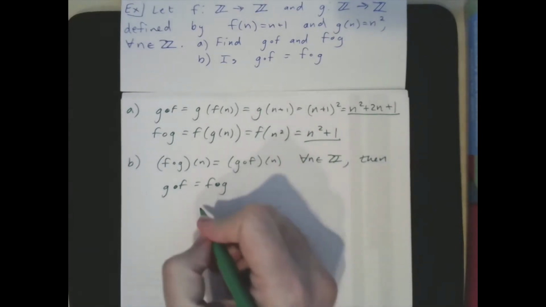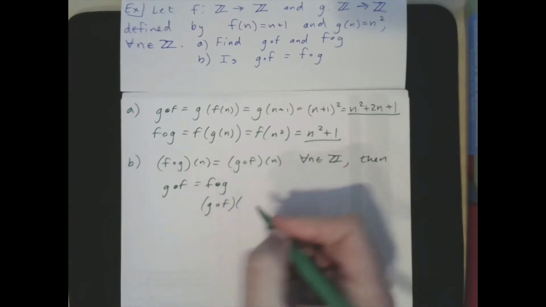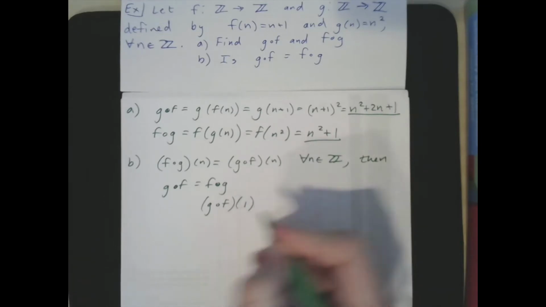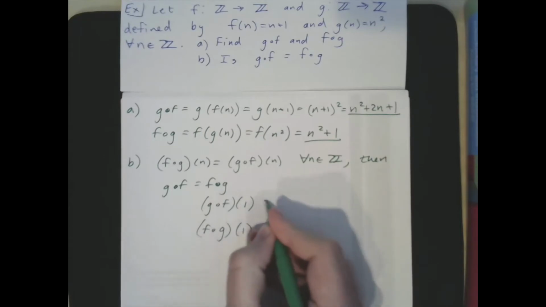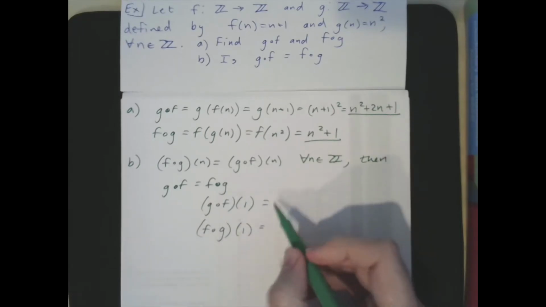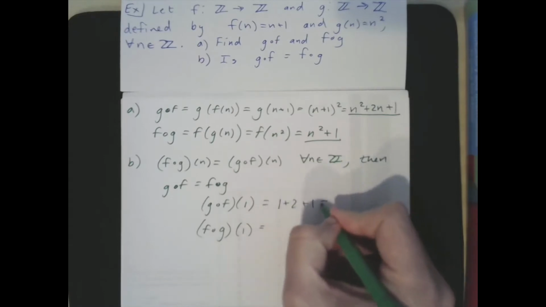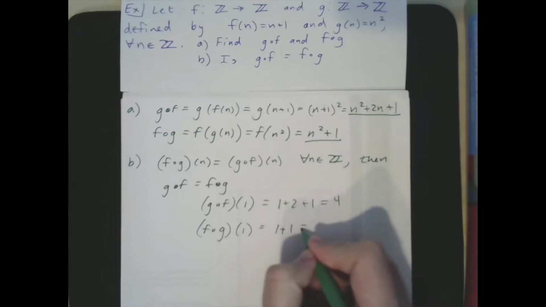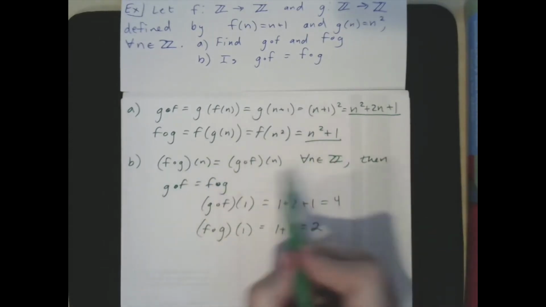My counterexample, as you know, I like to keep things simple. I'm just going to look at 1. So g circle f of 1 and f circle g of 1. So we're using our new rules. So this is 1 plus 2 plus 1, which is 4. And f circle g is 1 plus 1, which equals 2. Well, that means that this is not the case.